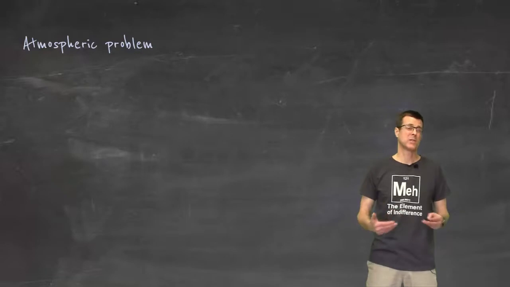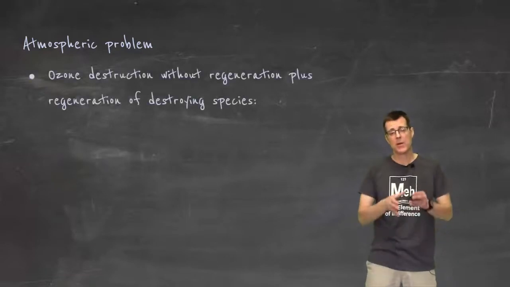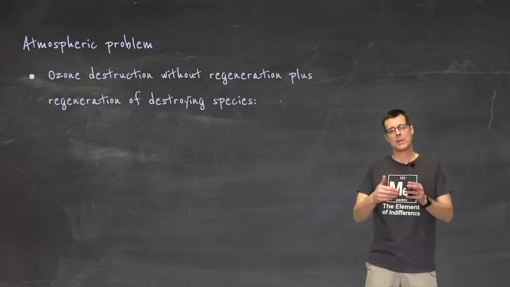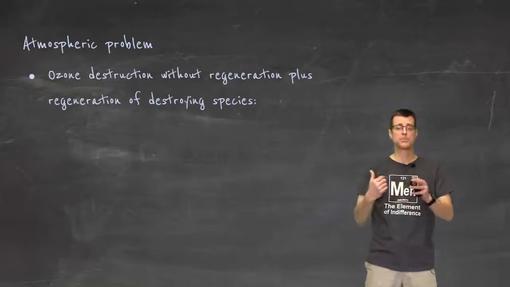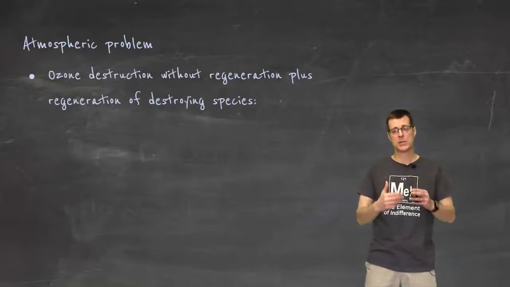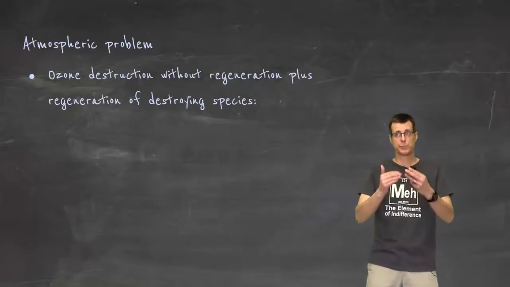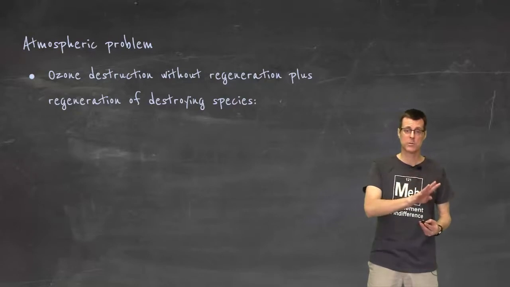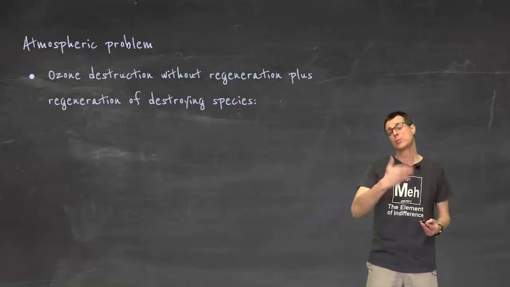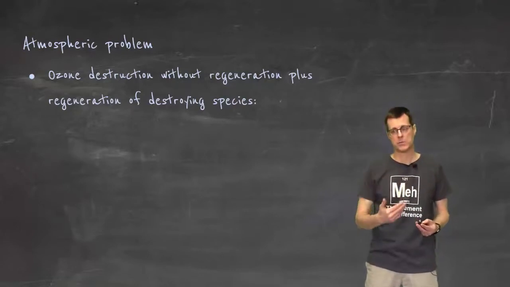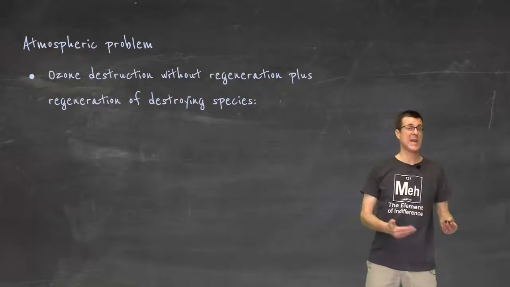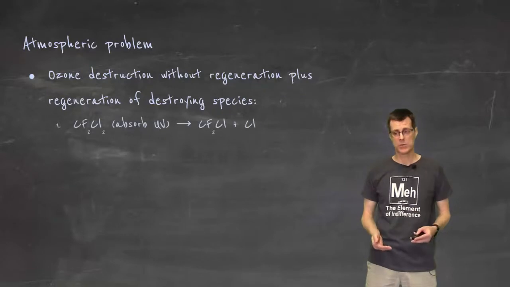Okay, but then we found out that there was a bit of an atmospheric problem. Now the whole investigation started when they noticed that the ozone layer was being broken, or ozone was being broken without being regenerated. So the normal reactions involve breaking ozone, but also making ozone. And if you can't make ozone, but you can break it, well, eventually you're going to run into a problem.